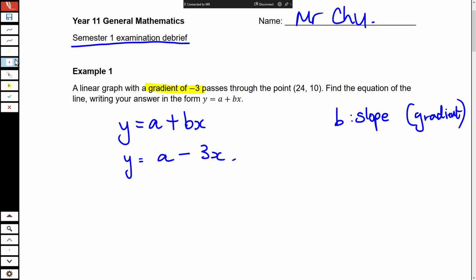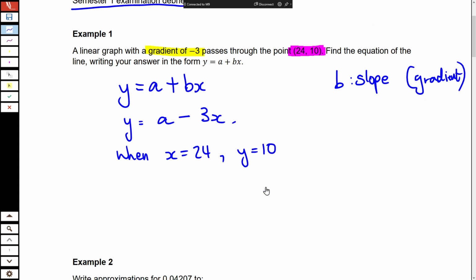Okay, and where is that, Noah? 24. Yeah, so I've got a coordinate here, 24, 10. So when x equals 24, y equals 10. You don't have to write that, but I'm doing it for you in case it's not clear. So now I've substituted x and y into this equation. 10 equals a minus 3 times 24.